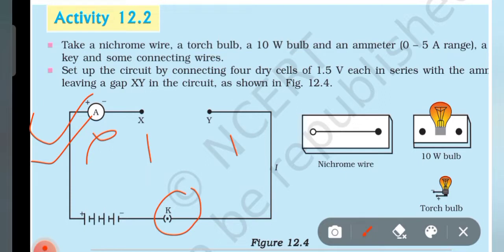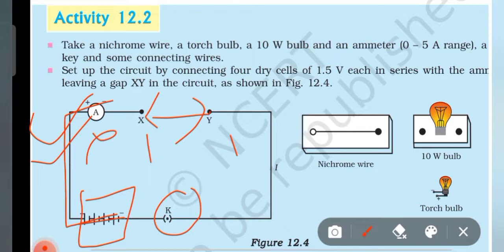We have to set the circuit by connecting 4 dry cells of 1.5 volt each in series. These are the dry cells. You have to connect this in series with the ammeter. This is the ammeter, connected in series, and then you have to leave a gap between X and Y as shown here. Likewise you make the setup.